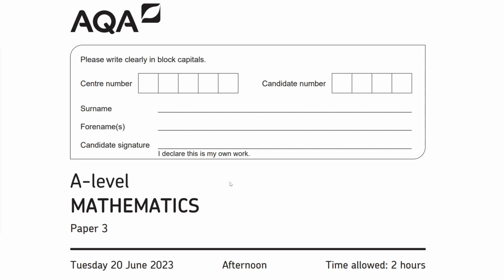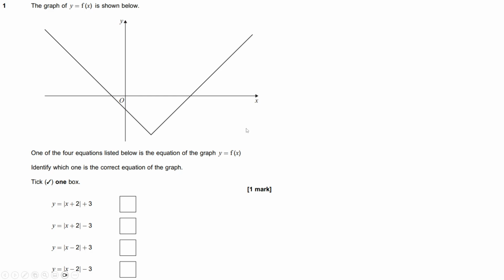This is AQA A-Level Maths, Paper 3, 2023. So this paper is the pure and statistics paper. So the first question is on absolute values.